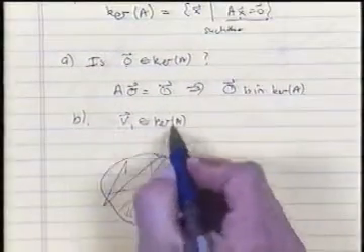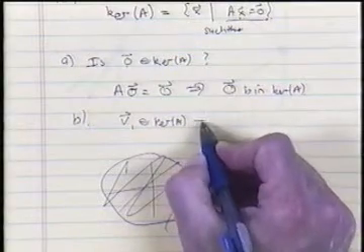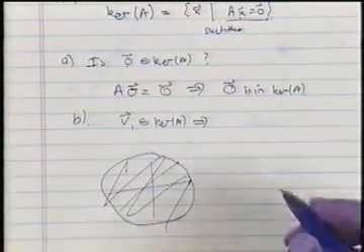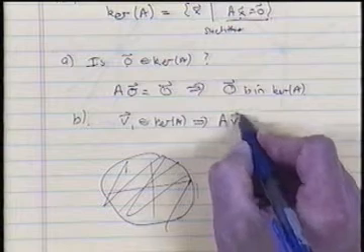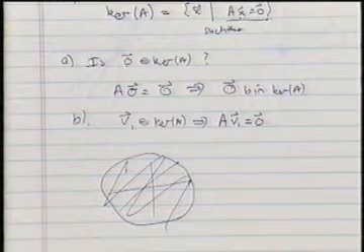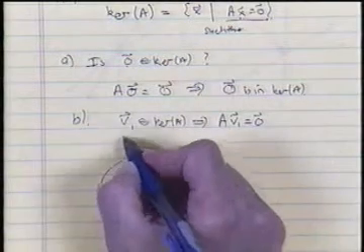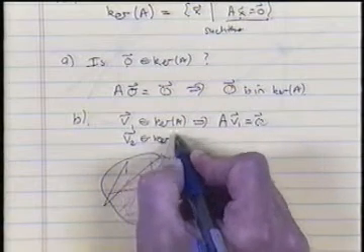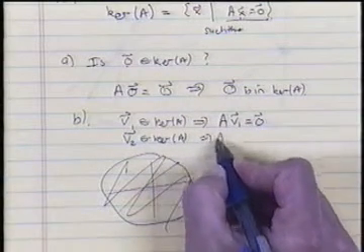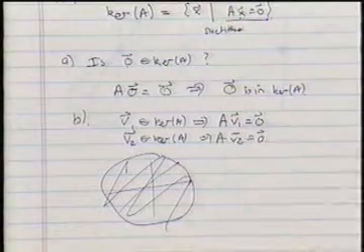So, V1 is a member of the kernel. What does that mean about V1? What's the only thing that you know about V1? What you know is that A V1 equals 0. That's what it means. Okay? So V2 is a member of the kernel of A. What does that mean? That means A V2 is equal to 0.